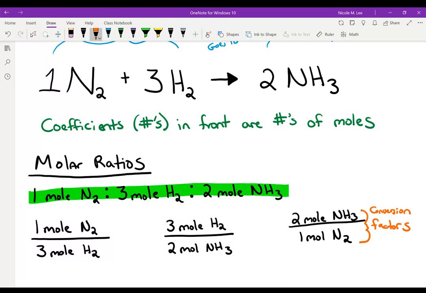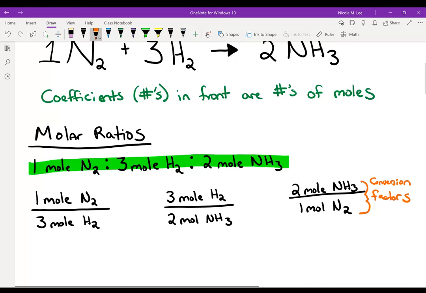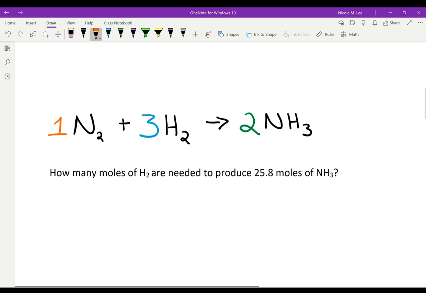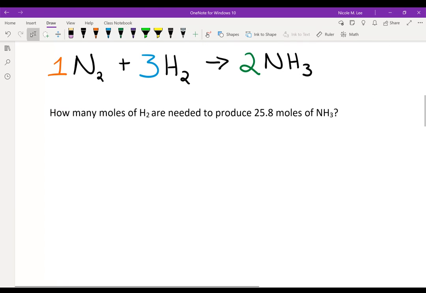So what is the best way to understand this process and fully understand stoichiometry? Examples. Examples are your best friend. So we are sticking with the same example that we've been using. So we've got nitrogen and hydrogen as our reactants, and that goes to ammonia, which is NH3. So we have a question here. How many moles of H2 are needed to produce 25.8 moles of NH3?